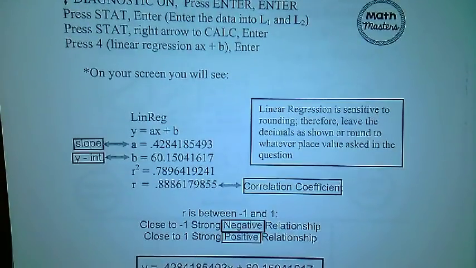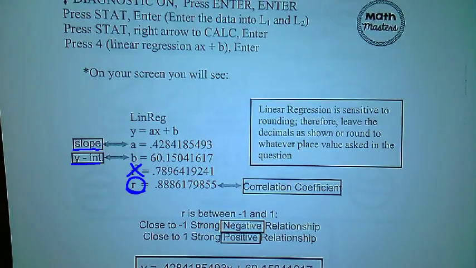Okay, so again, this is your slope. Anything in a box is something you need to write down. So this is your slope, this is your y-intercept, and then this we don't really care about. We want our r, unless they ask you for r squared, but we want the r. For this one, because it's positive, that means it's going to be a positive correlation, and the closer it is to 1, it means strong.